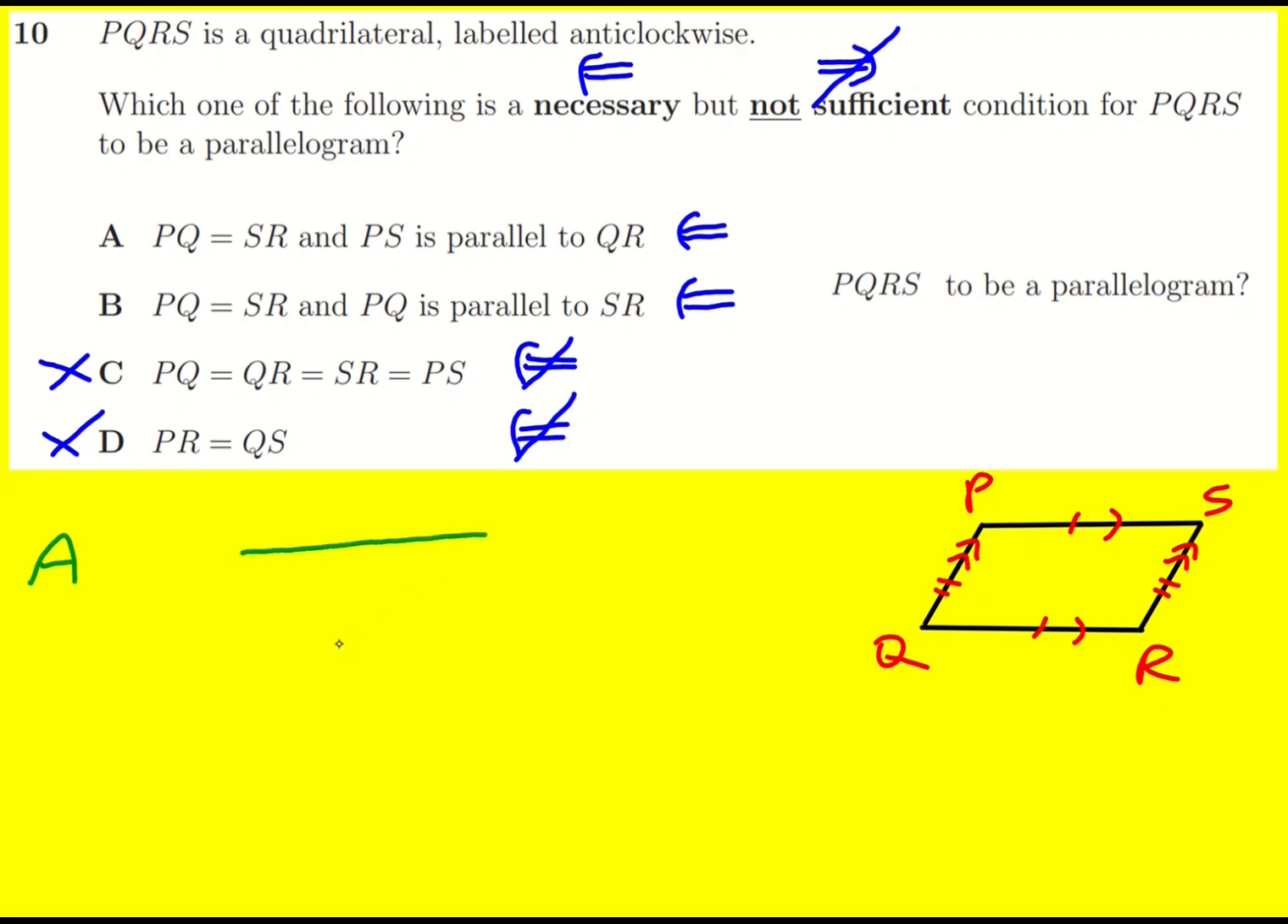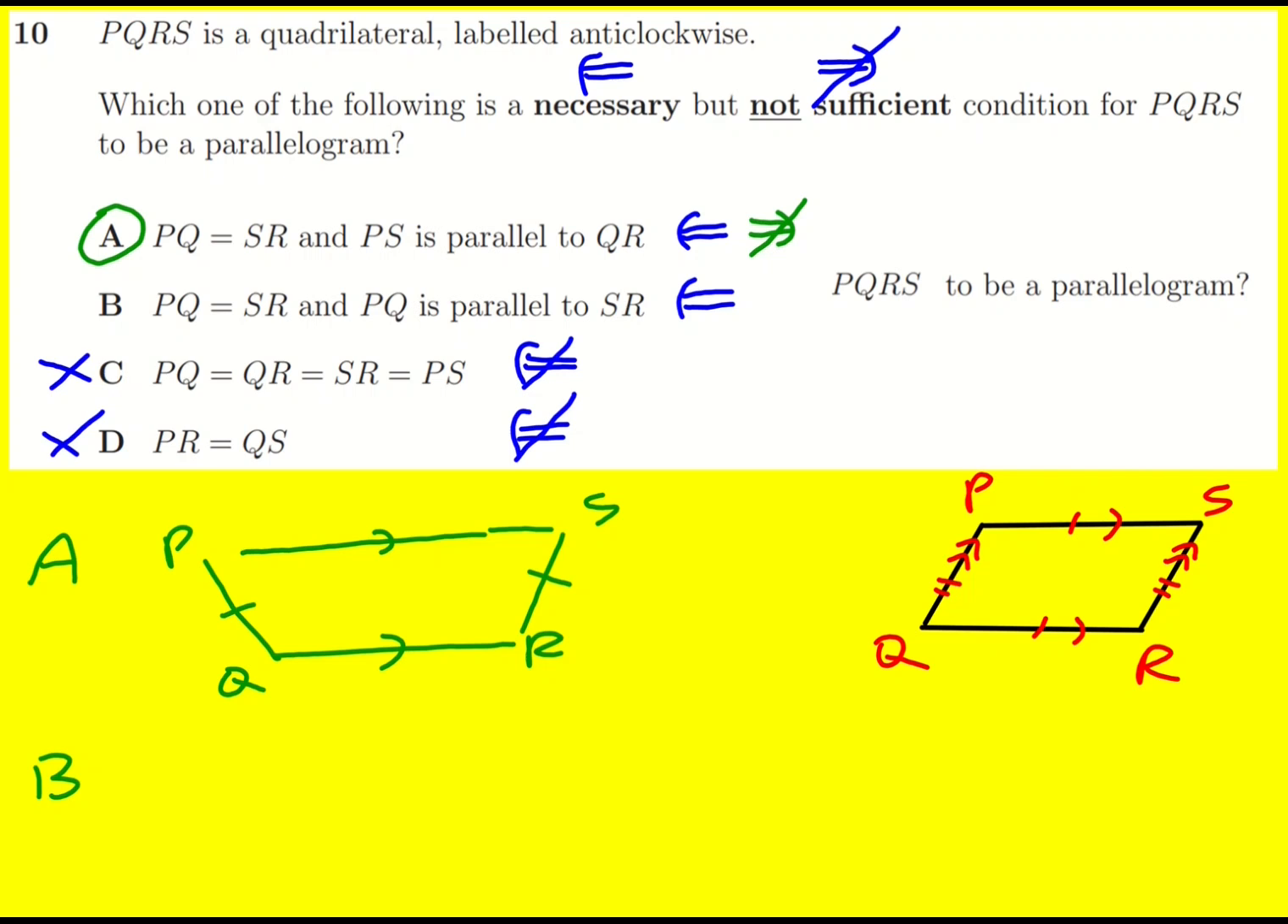So I might draw PS here and QR along the bottom. Now I could maybe create a parallelogram, but what if instead of it going like this, I could make it like that? I could make a trapezium. Then, yeah, this would be an isosceles trapezium. I've got PQ equal to SR, I've got PS parallel to QR, but it's not a parallelogram. So actually, I'm there just for that first one. A is going to be our answer. We're just going to carry on through though and check the others.